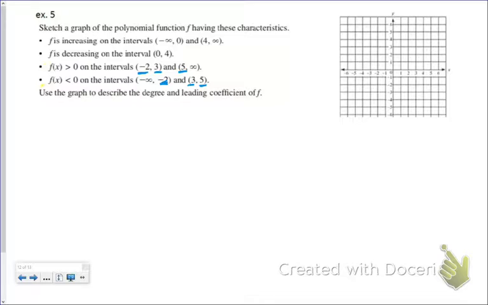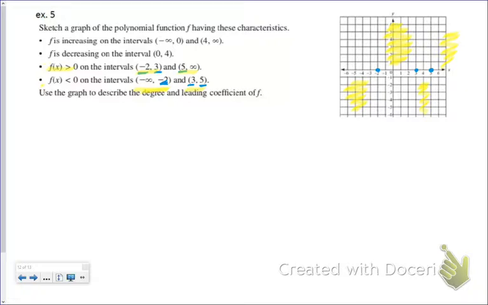So -2, 3, and 5 are all x-intercepts because that's where our graph changes from positive to negative. So what I'm going to do now is shade where our graph is positive and negative. This graph is greater than 0 from -2 to 3. So in between -2 and 3, my graph is positive. In between 5 and infinity, my graph is positive. In between -infinity and -2, my graph is negative. And from 3 to 5, my graph is negative. So somewhere in those ranges, I will have a graph.